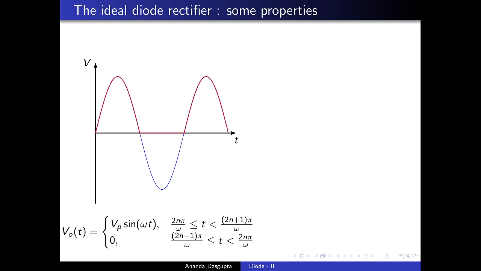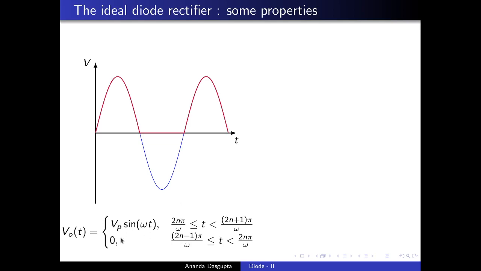Now, let's take a look at some special mathematical properties, especially of this ideal diode rectifier. We are still talking about the half-wave rectifier, remember. So this is the output. This purple curve here follows faithfully the input in this half of the cycle, then it's 0, then again the input, and so on. So VO(t) is just Vp sine omega t for odd halves of the cycle and 0 for even halves. That is, from the beginning of a cycle to mid cycle is Vp sine omega t. From mid cycle till the end of cycle is 0.